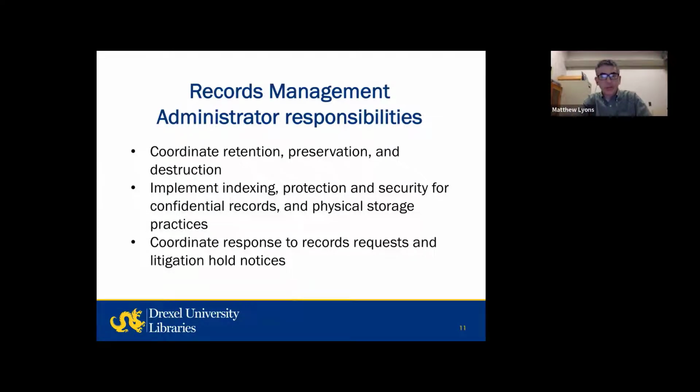While a department head has overall oversight, a records management administrator is responsible for more of the day-to-day details of implementing the policy. The administrator coordinates the retention, preservation, and destruction of designated records. They implement physical storage practices, indexing, and special protection for confidential materials. And they coordinate responses to records requests and litigation hold notices.